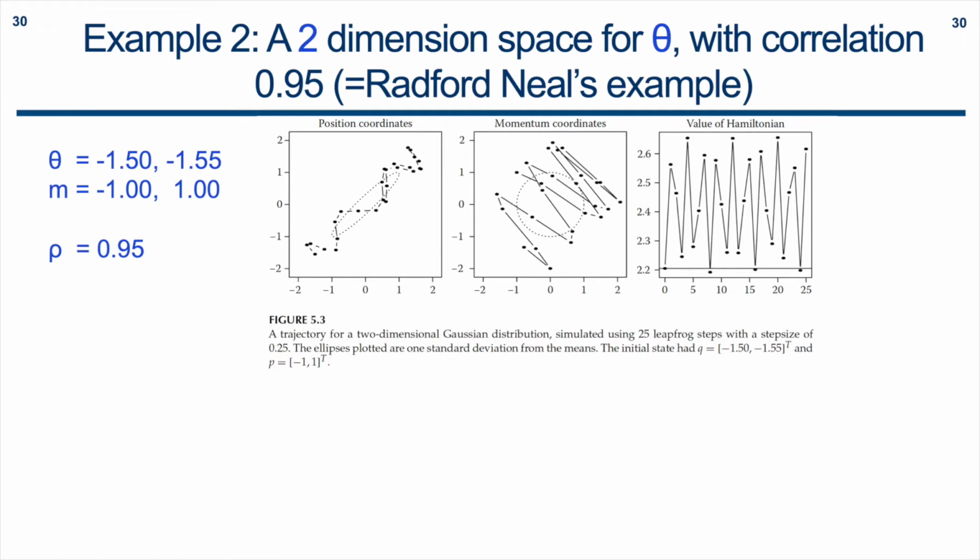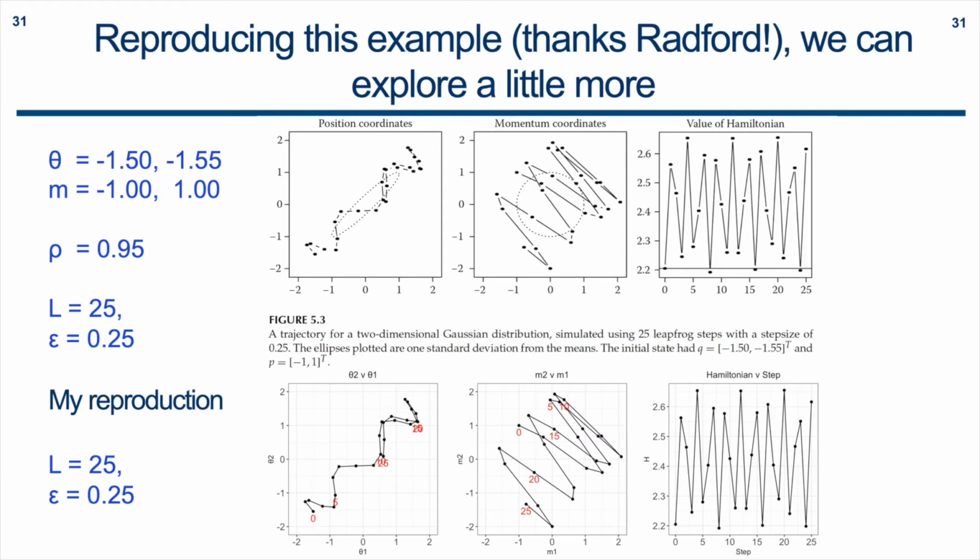So now we're going to consider example 2, and this is going to be a two-dimensional space for theta. So we're going to have a theta 1 and a theta 2, and we're going to have a high correlation between those two thetas of 0.95. And this is the example that Radford Neal considers in his book chapter. So what you're looking at here in this graph is figure 5.3 taken directly from his book chapter. And at the bottom you see my reproduction of that graph. So we have theta 2 against theta 1 in this graph. We have M2 against M1 in this graph.